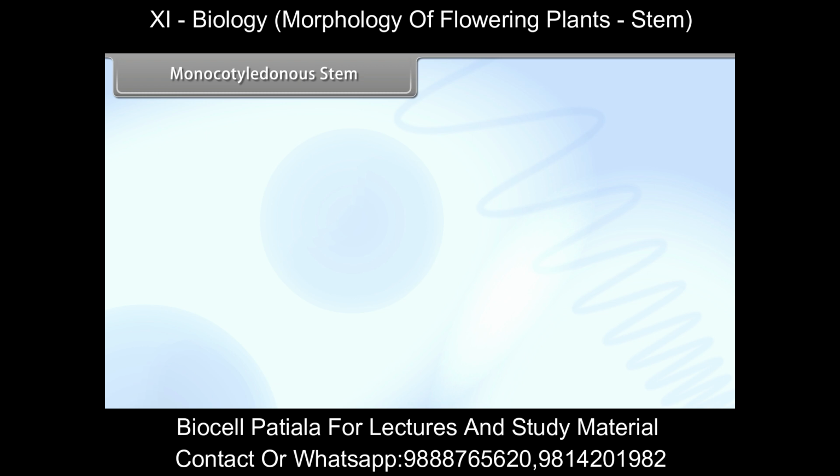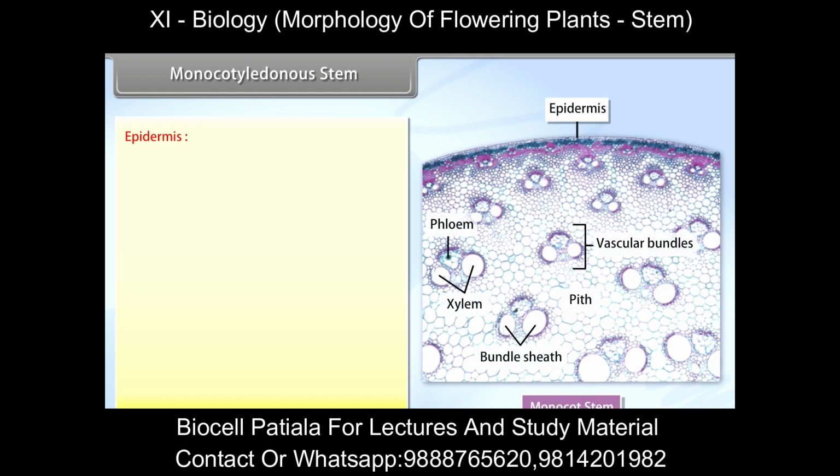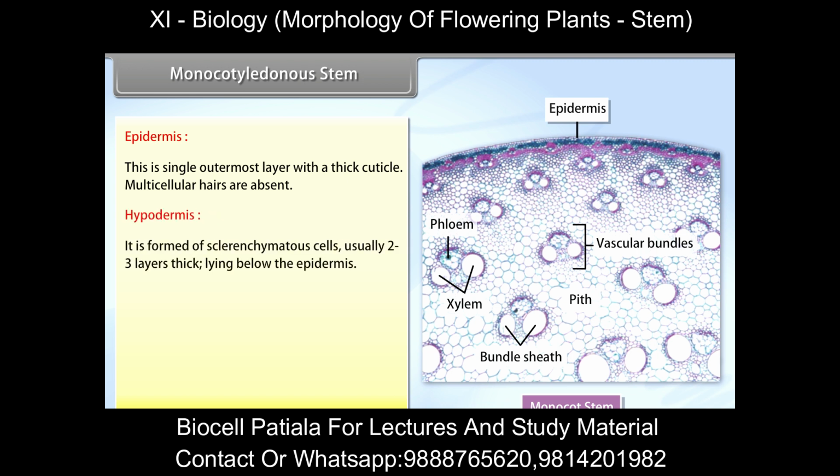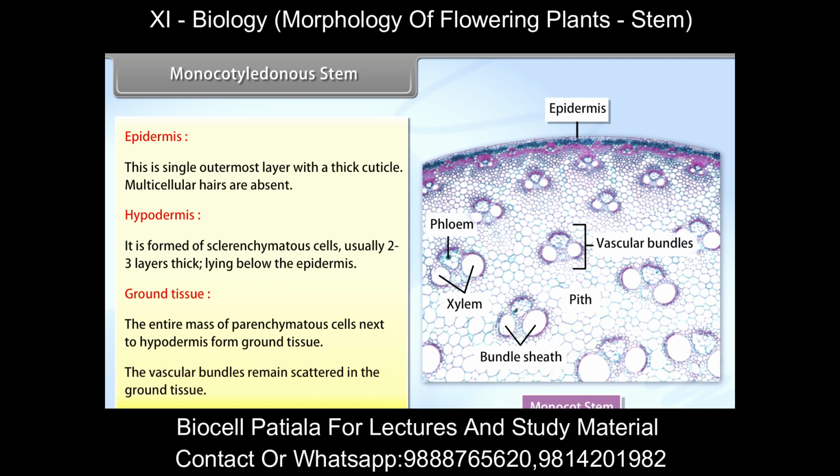Monocotyledonous stem. Epidermis. This is single outermost layer with a thick cuticle. Multicellular hairs are absent. Hypodermis. It is formed of sclerenchymatous cells, usually 2-3 layers thick, lying below the epidermis. Ground tissue. The entire mass of parenchymatous cells next to hypodermis form ground tissue. The vascular bundles remain scattered in the ground tissue.